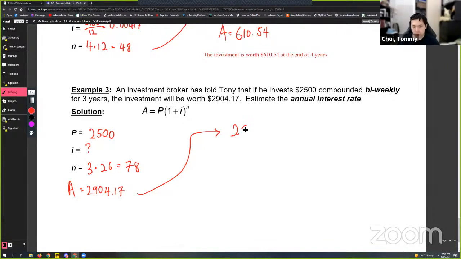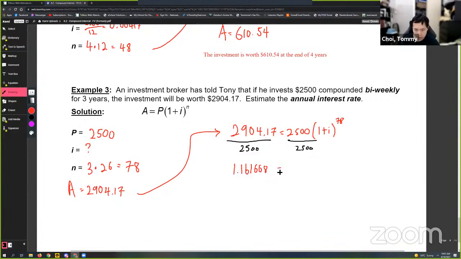By doing this, we get into our formula, 2,904.17 is equal to 2,500 times 1 plus I to the power of 78. Dividing both sides first by 2,500 to get rid of the 2,500 on the right. And that's going to give us 1.161668 is equal to 1 plus I to the power of 78.